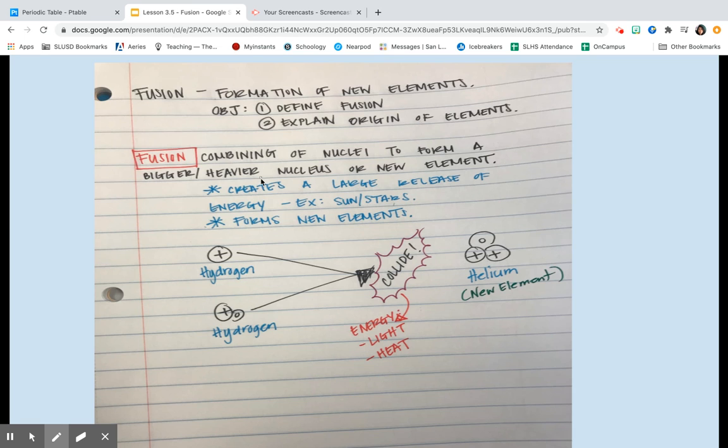All right, welcome to lesson 3.5 on fusion. So your notes should be organized something like this page. It's fairly short, and then maybe add some practice problems later on.